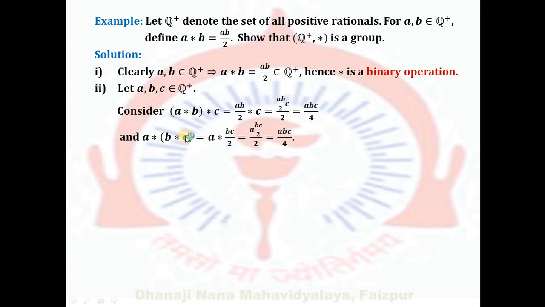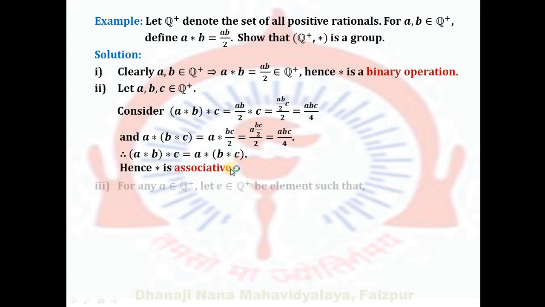Also A star B star C, with the star applied to B and C first, is equal to A star, now B star C is BC by 2. So A star BC by 2 is the product of these two elements divided by 2, so it is A into BC by 2 divided by 2. So this is equal to ABC by 4. From that we can say the right hand sides are the same, so the left hand sides are also the same. Therefore A star B star C is equal to A star B star C. Hence star is associative.